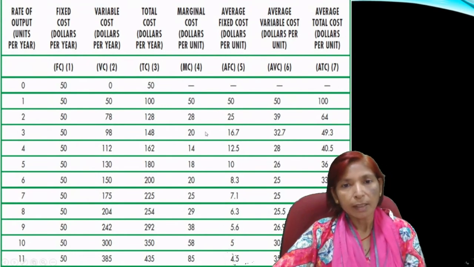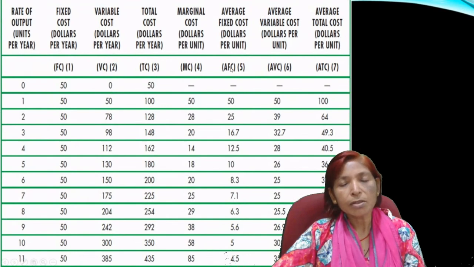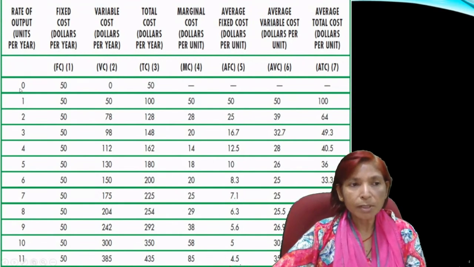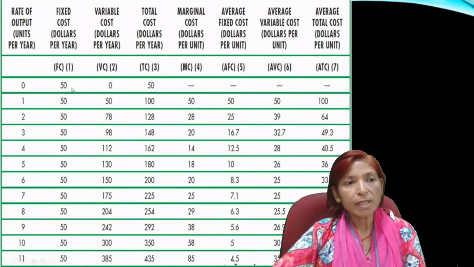We can calculate it. AFC is the per unit cost of the fixed factor. If fixed cost is divided by the units of output, then we can get AFC. Like 50 divided by 0, and the answer will be infinity. And 50 divided by 1, the answer will be 50. 50 divided by 2, the answer will be 25. 50 divided by 3, 16.7. 50 divided by 4, 12.5, and so on.